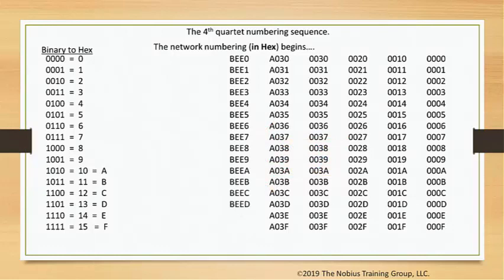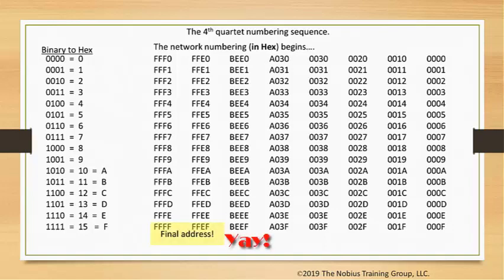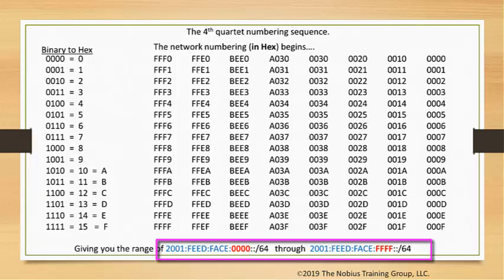The old adage of where's the beef? Well, there's the beef right there. We've accelerated past here a little bit. If I were to take time to count out all 65,000 addresses, it would take a long time. So our final address would end up in 4 Fs. This gives us the range of 2001:feed:face:0000::/64 through 2001:feed:face:FFFF::/64. That takes care of our 64 bits for the network portion of the address.